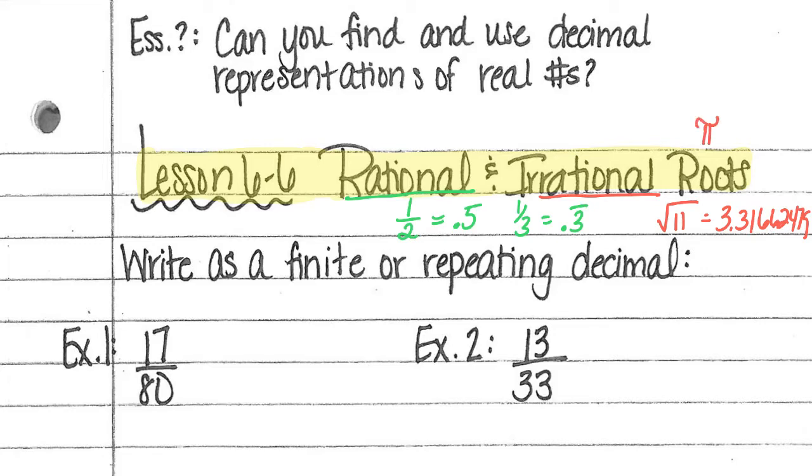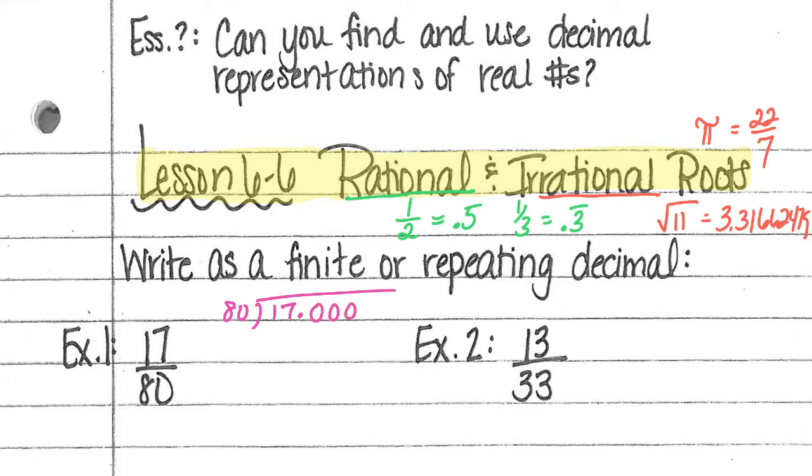Pi, if you know what pi is, that does not terminate or repeat. That's 22/7, which is 3.142857143, etc., etc. So the first thing says to write as a finite or a repeating decimal. Remember, in order to do this, I can go ahead and just divide the denominator into the numerator. Well, that doesn't work. So I need to add a bunch of zeros, correct?